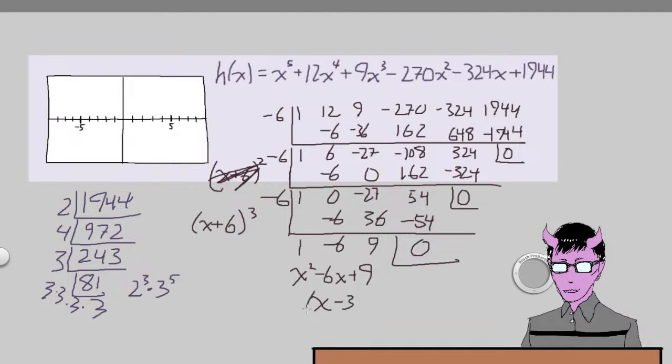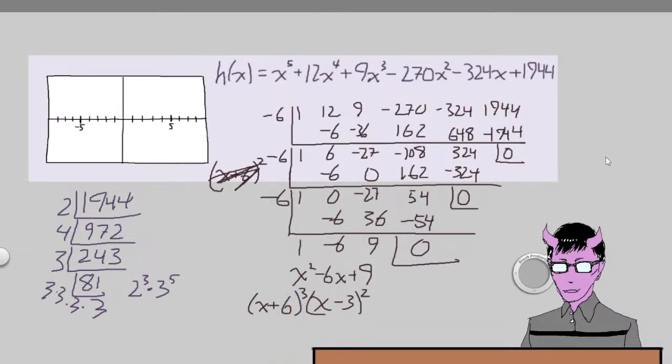So therefore, (x minus 3) squared. Coupled with that one. Okay, good. So this is now fully factored form. We have two factors that are repeated. The x plus 6 is repeated 3 times. And then we have the other factor, x minus 3, which is repeated twice.